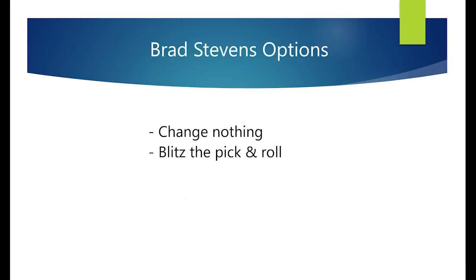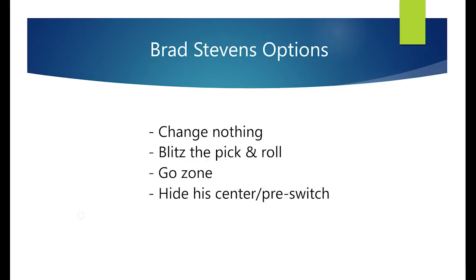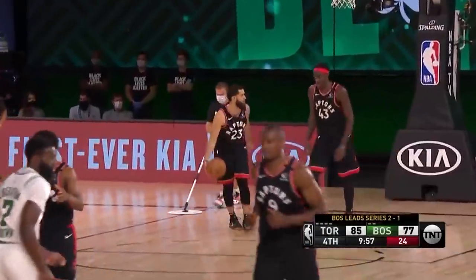One option he had was to change nothing and simply challenge his team to defend better. He also could change the pick and roll coverage such as to a blitz. He could have gone zone, which is what Nick Nurse did a lot. He also could have tried different tactics to hide his center on the court, such as by changing the matchups or going to a pre-switch, but he went to something that Nurse hasn't really done in this series, which was to downsize and switch. So this was interesting.